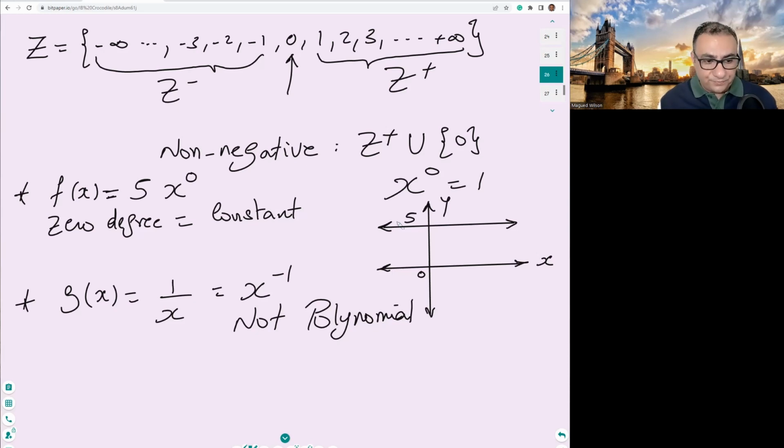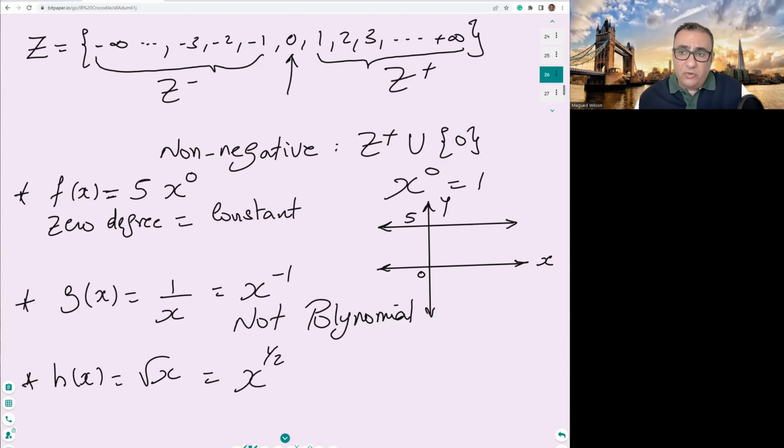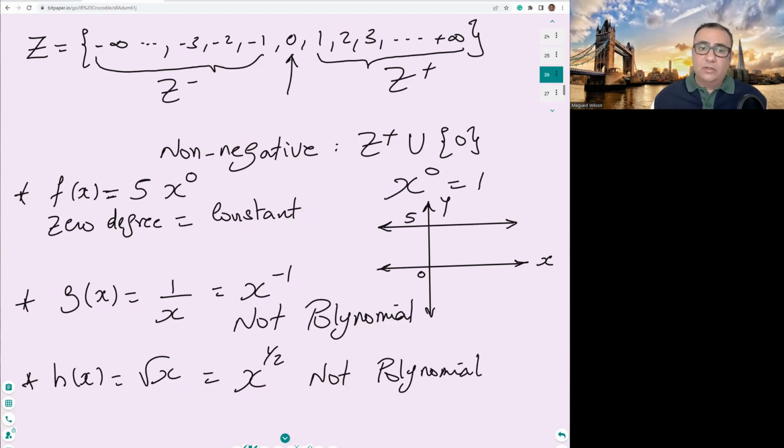Okay, one more example. Let's say h of x is going to be root x. Now root x, square root of x, we can express it as x to the power of 1/2. Is it polynomial? Of course not. Why? Because the power is not integer. You see what I mean? So here, this is not polynomial because the power is not integer. So as a conclusion, the power has to be non-negative integers for polynomial functions.